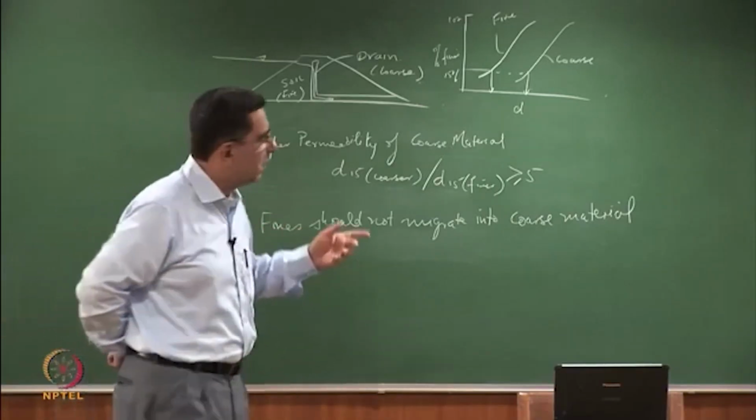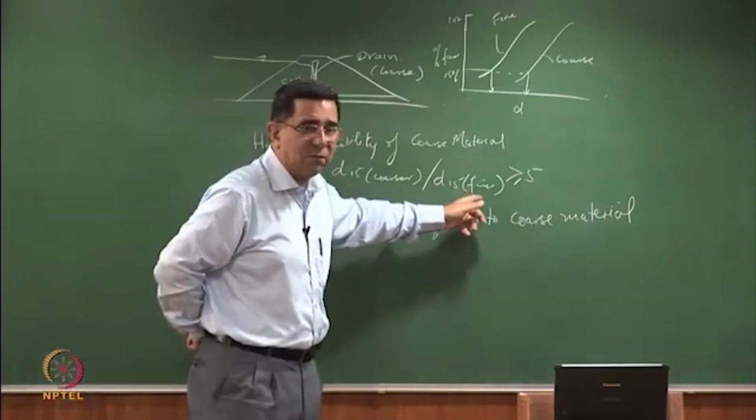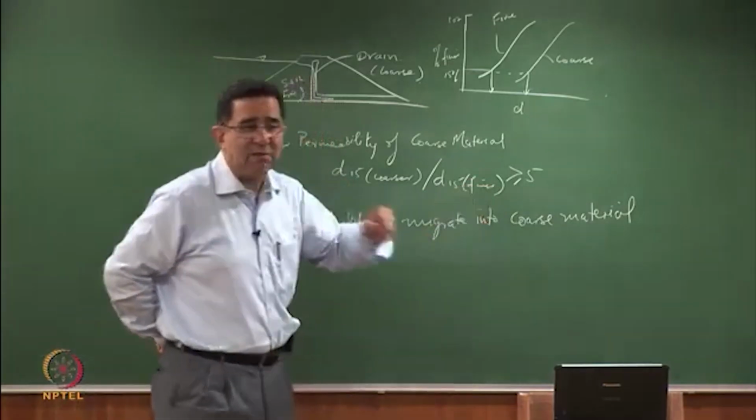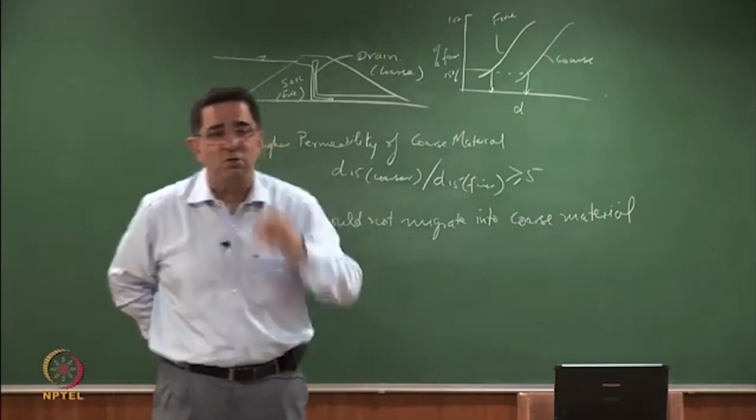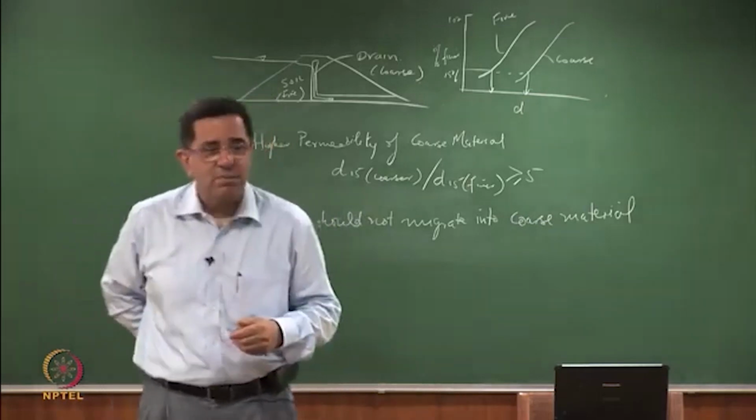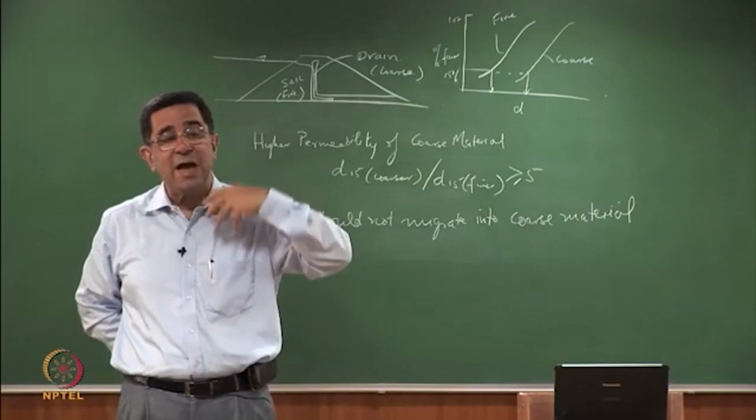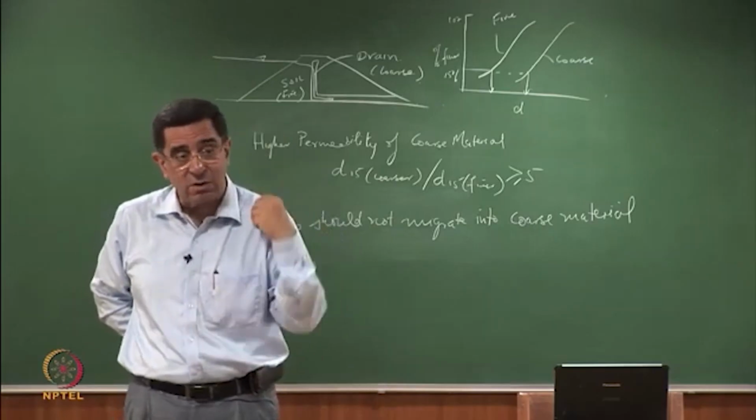So if the D15 of the coarser material is greater than D15 of the finer by 5, it's likely that your permeability will be in the ratio of square, 25 times. So your permeability is that much higher. This is what this does.